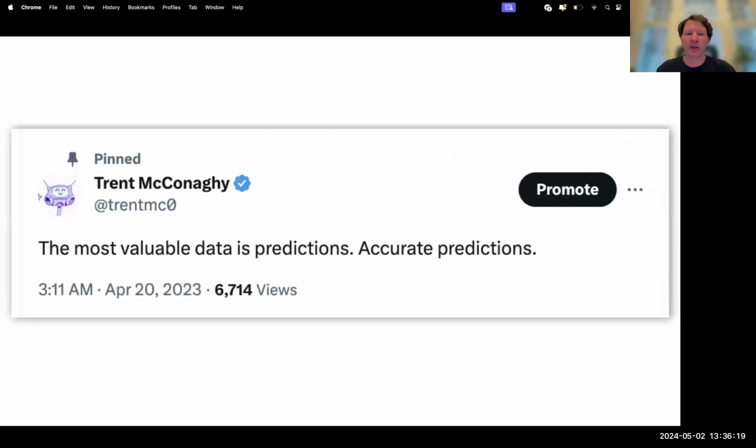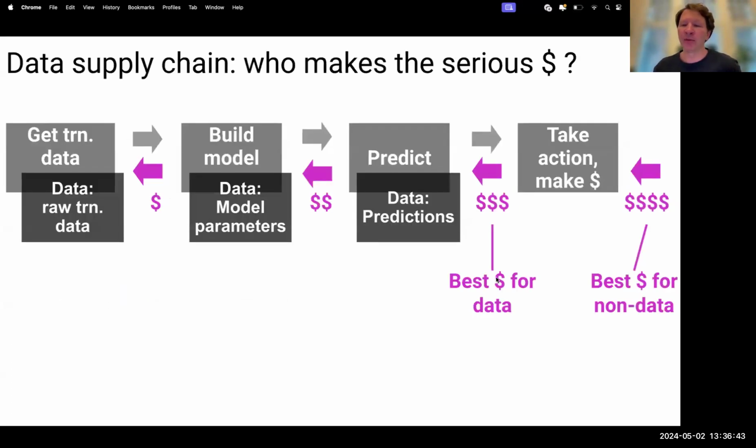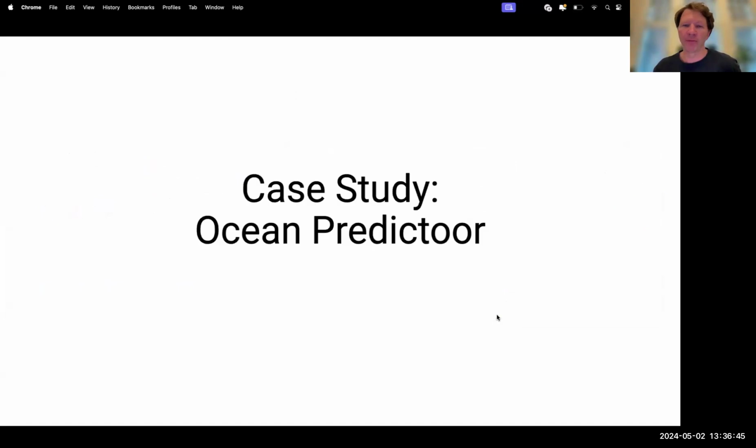And that leads to something I tweeted about a year ago. I had arrived at this even earlier, but I decided I would just tweet it out for posterity. The most valuable data is predictions, accurate predictions. And that was 6 months before we released our predictor product, although obviously we were working on it then, and I'll get into that later. But this is my sort of glib summary of what I'm saying here. The most valuable data is predictions.